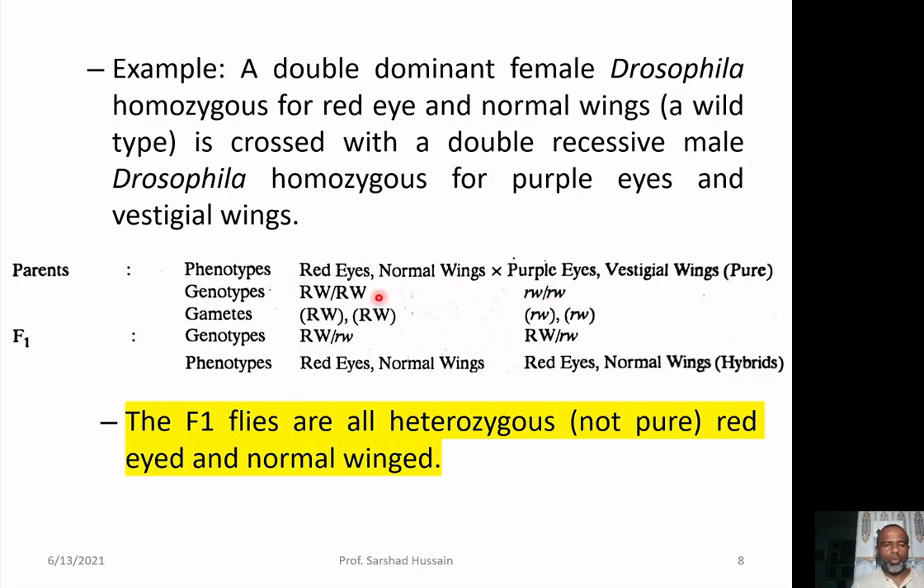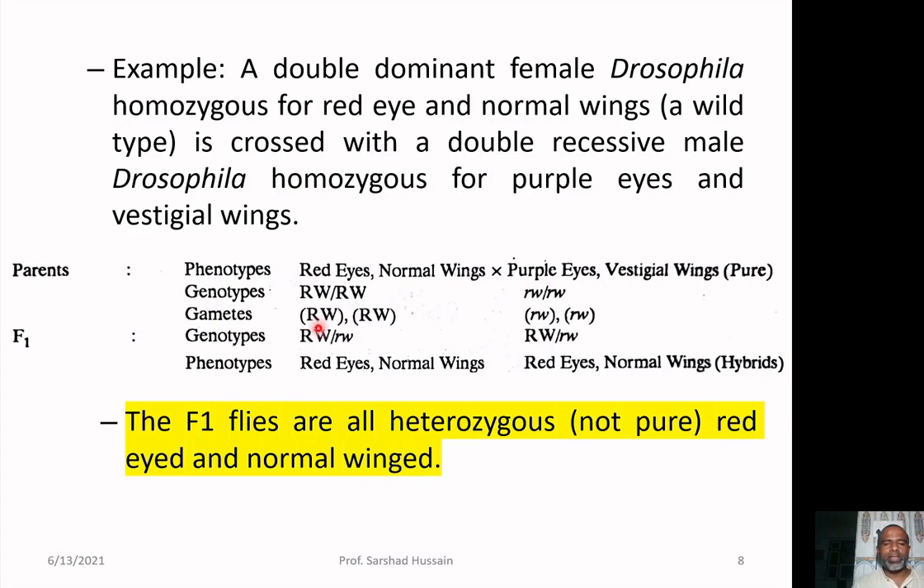Now, you know that two types of gametes may be formed. This R may go with this W, so you may have the capital R and capital W type of gamete, because the gametes are haploid, they will have only one chromosome from the homologous pair. Again, small r and small w. When they are crossed in the F1 generation, the F1 genotype has this type of combination.